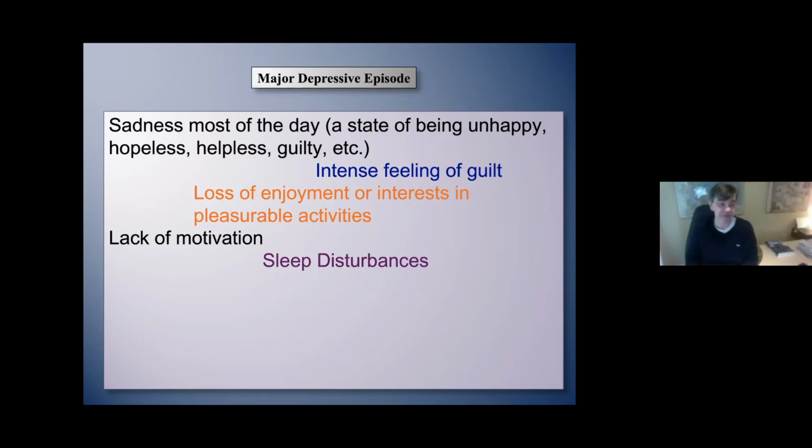Sleep disturbances, from inability to fall asleep, sustain sleep, to excessive sleepiness during the day, during night. So it's serious sleep disturbances. Difficulty concentrating on any task at hand, indecisiveness.